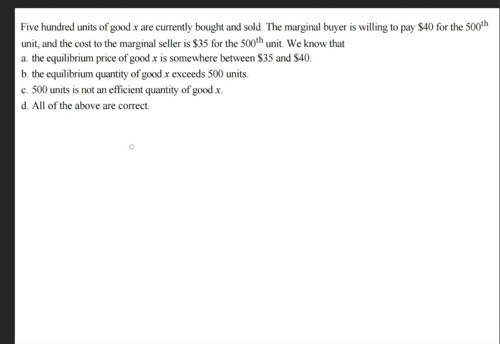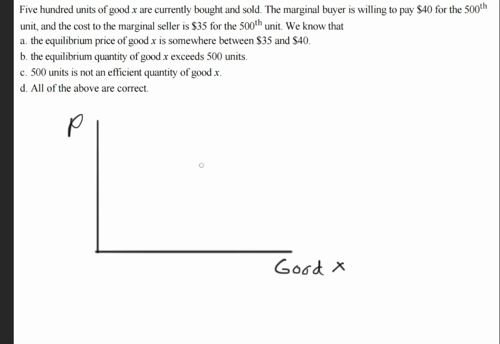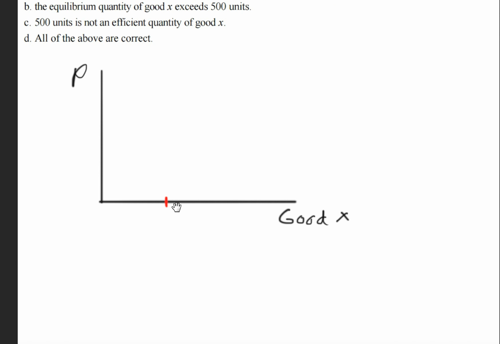So to begin this question, it's best to draw the supply and demand curve. So we will create the supply and demand curve. On the y-axis will be the price, and on the x-axis will be good X. So the 500th unit is somewhere here, it's just an arbitrary point on the graph. We'll just call that the 500th unit because of course this is the quantity as well.